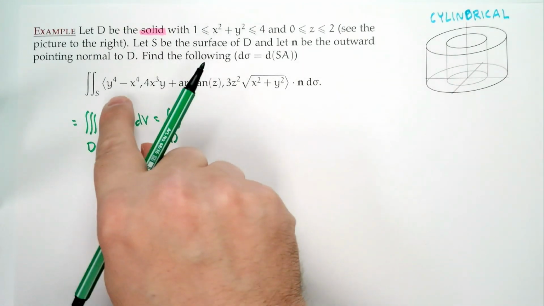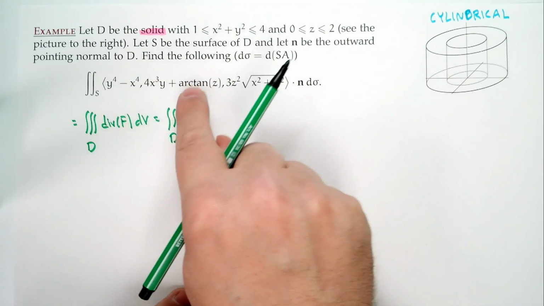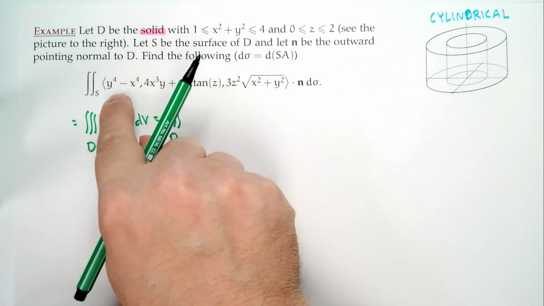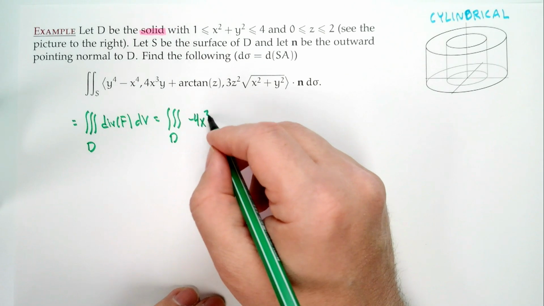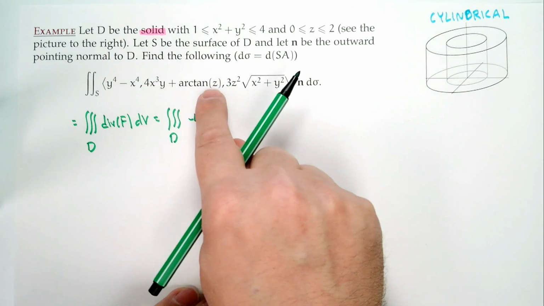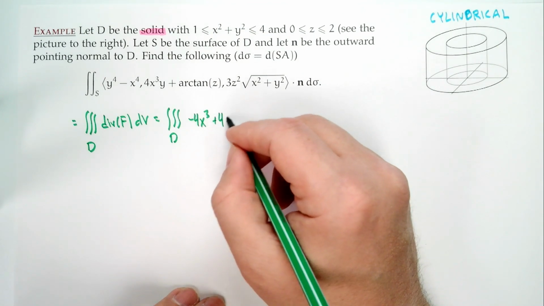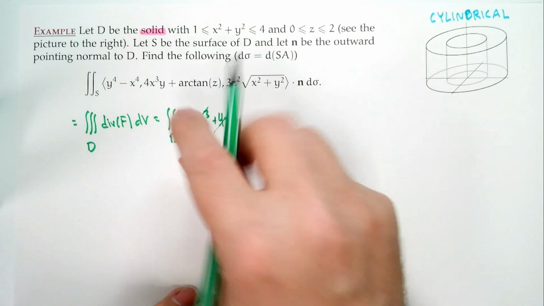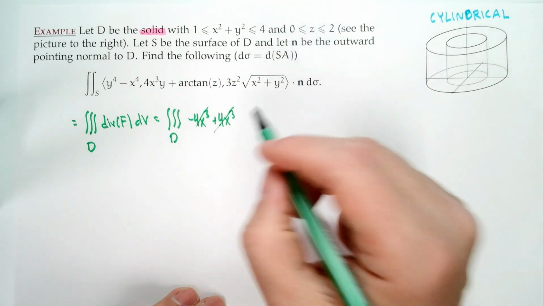And okay, go through term by term. And remember, we're going to take derivative with respect to x, derivative with respect to y, and derivative with respect to z. Come here, derivative with respect to x, that's minus 4x cubed. Go to the next term, derivative with respect to y is 4x cubed, but plus. Okay, that's a good thing. We like it when things cancel. The arctangent goes away.